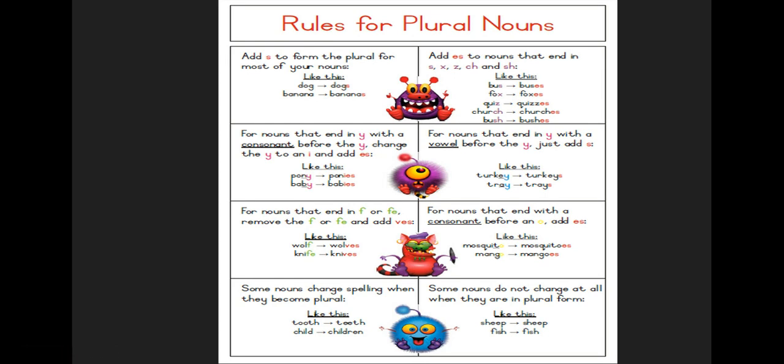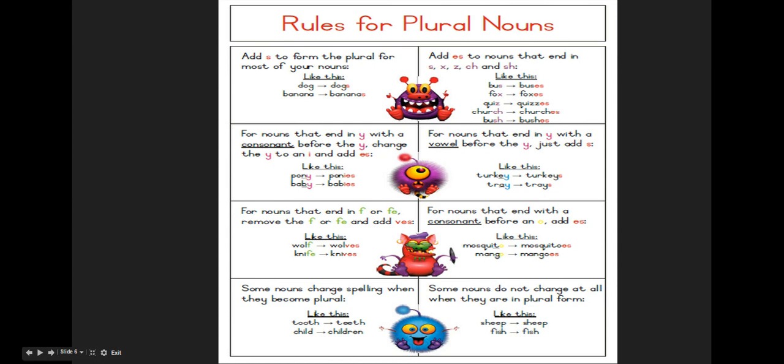For the nouns that end in F or FE, remove the F or FE and add VES. So we have wolf becomes wolves, knife becomes knives. For nouns that end with a consonant before an O, add ES. So for example, I know that's kind of hard to see. This is mosquito, and it becomes mosquitoes. Mango becomes mangoes with an ES. A lot of times I see people doing it with just an S.